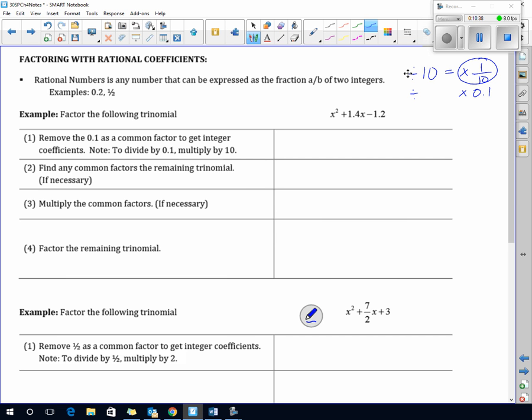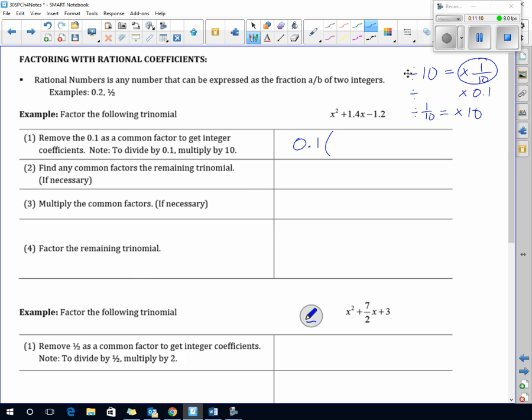Okay, so I'm going to remove 0.1 out. And in order to compensate this, I can't just do that. I just divided by 0.1. So what's the same thing as dividing by 0.1? Multiplying by 10. So this becomes 10x squared plus 14x minus 12.